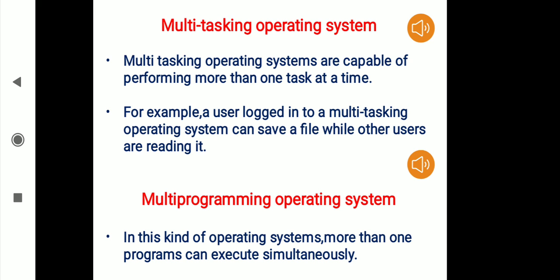The next type of operating system is the multitasking operating system. Multitasking, as the name implies, means multiple tasks can be done at a time. This shows that multitasking operating systems are capable of performing more than one task at a time. For example, a user who is logged into a multitasking operating system can save a file while the other users are just reading it.